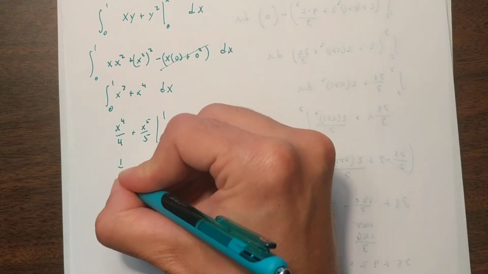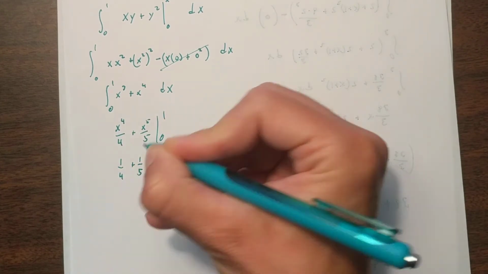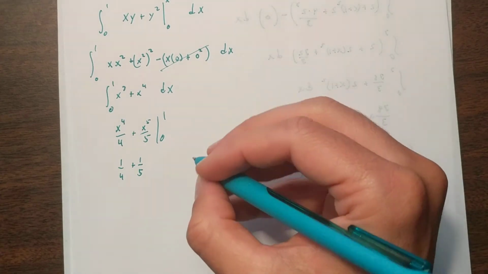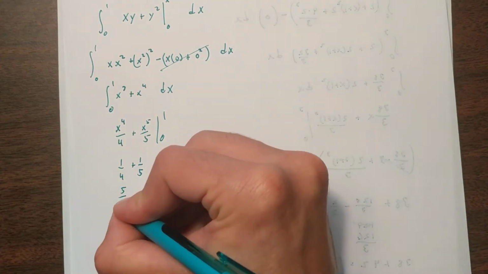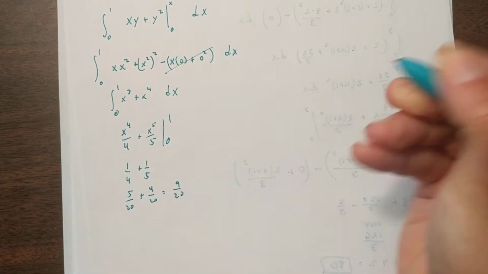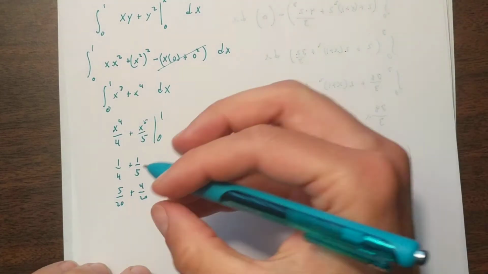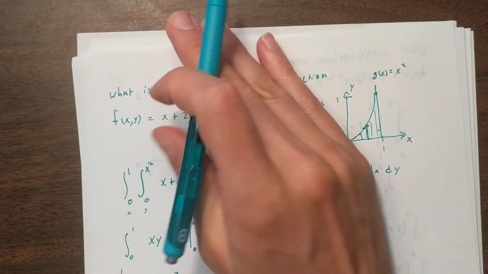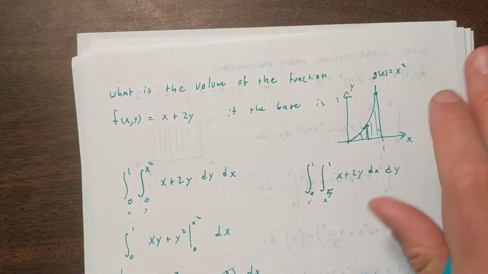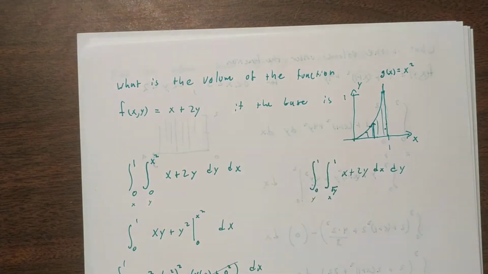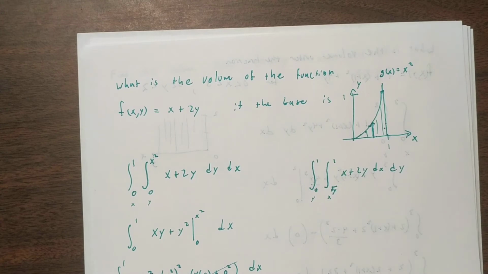The 1 when you plug it in becomes 1/4 plus 1/5. You're going to have to go up to 20 to actually solve this. And so you're going to get 5 over 20 plus 4 over 20, which is 9 over 20. So the volume underneath this, actually it's not even a curve, it's just a flat surface. But the volume underneath this flat surface is 9/20.